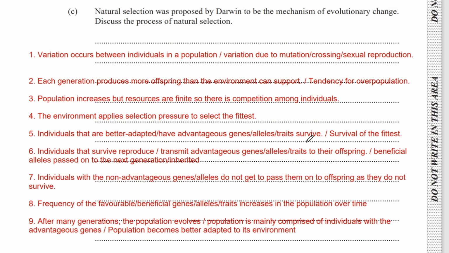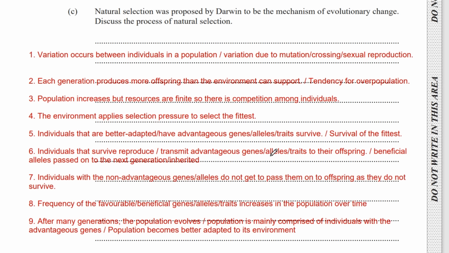So again, as I said, the ones that could camouflage, the ones that could fit in, the ones that are able to find food that the others can't, the ones that are able to store food better, those are the ones that survive, the ones that are able to overcome diseases better than others. So the individuals that survive reproduce or transmit these advantageous genes or alleles.